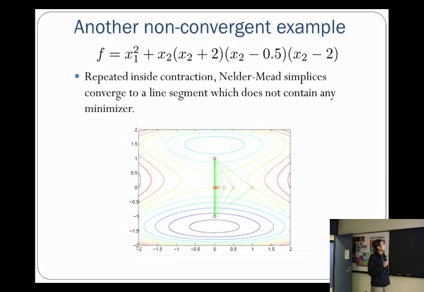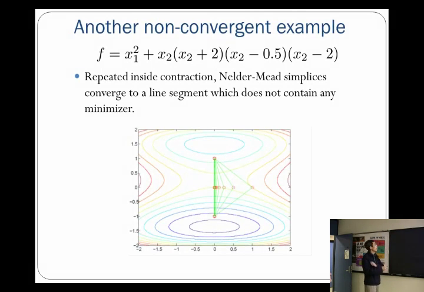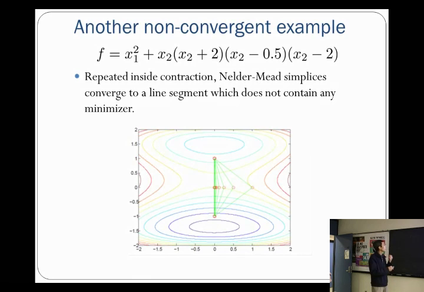Here is another non-convergence example. This is a quartic function. This is not convex, but this has bounded level sets. We have two minimizers, here and here. Now if we start from this simplex, again, this Nelder Mead method will repeatedly use inside contraction. Eventually, the sequence of simplexes will converge to this line segment. This line segment contains no minimizer at all. Here we have a minimizer. Here we have a minimizer. So this is another failure example.